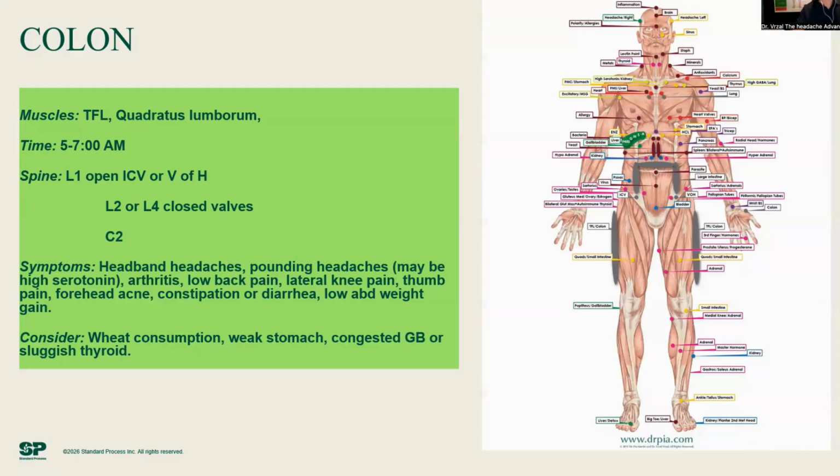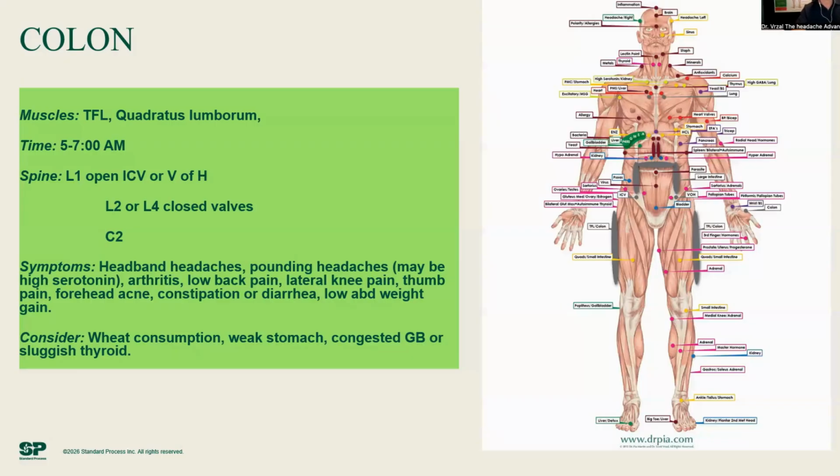Anyway, that'll manifest when the colon's dirty. It'll manifest as acne on the forehead, and then there'll be browning around the pupil as well when the colon's dirty. Lower abdominal weight gain, we have a slide for that in a few. Consider wheat consumption. Wheat is not so great for the colon, all the glyphosate that's in there that obliterates the intestinal lining.